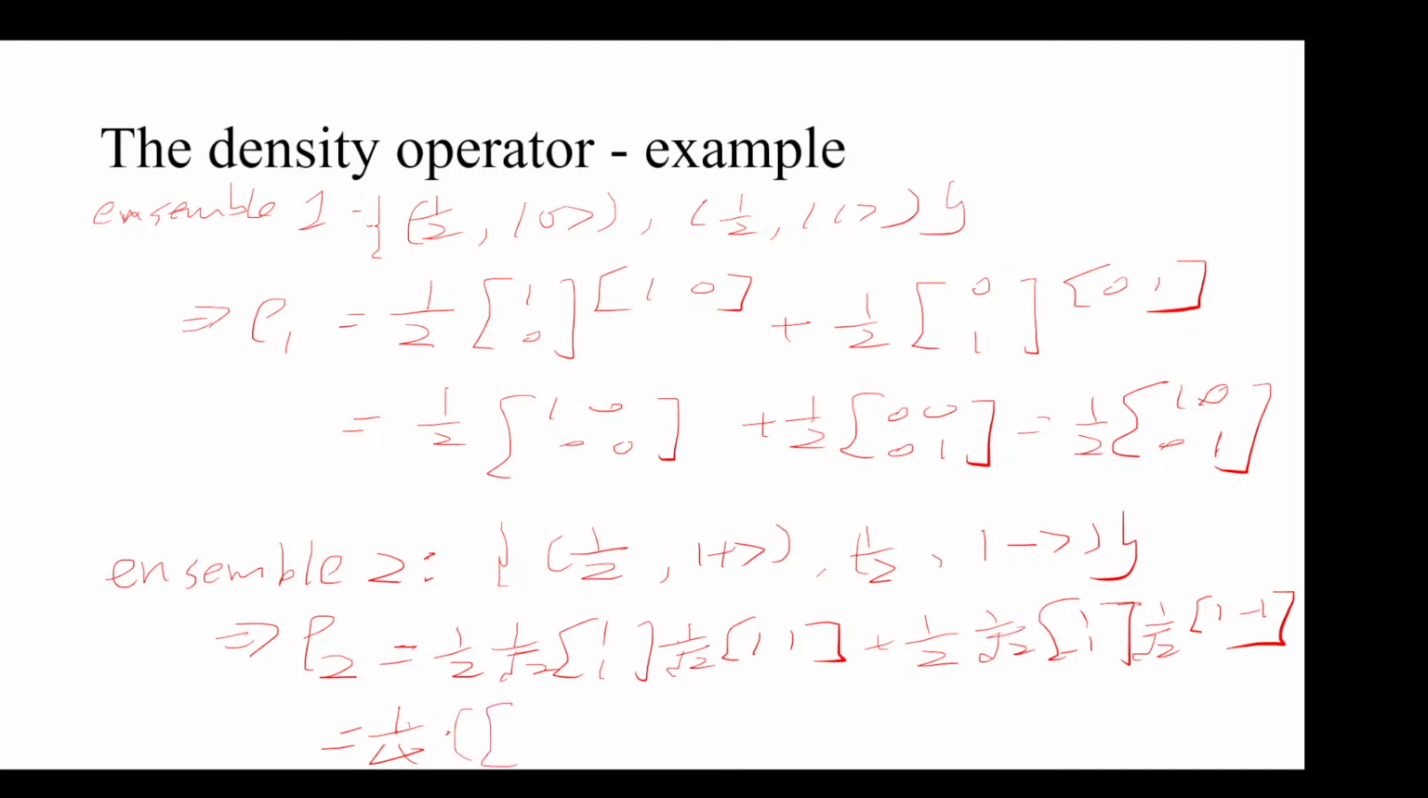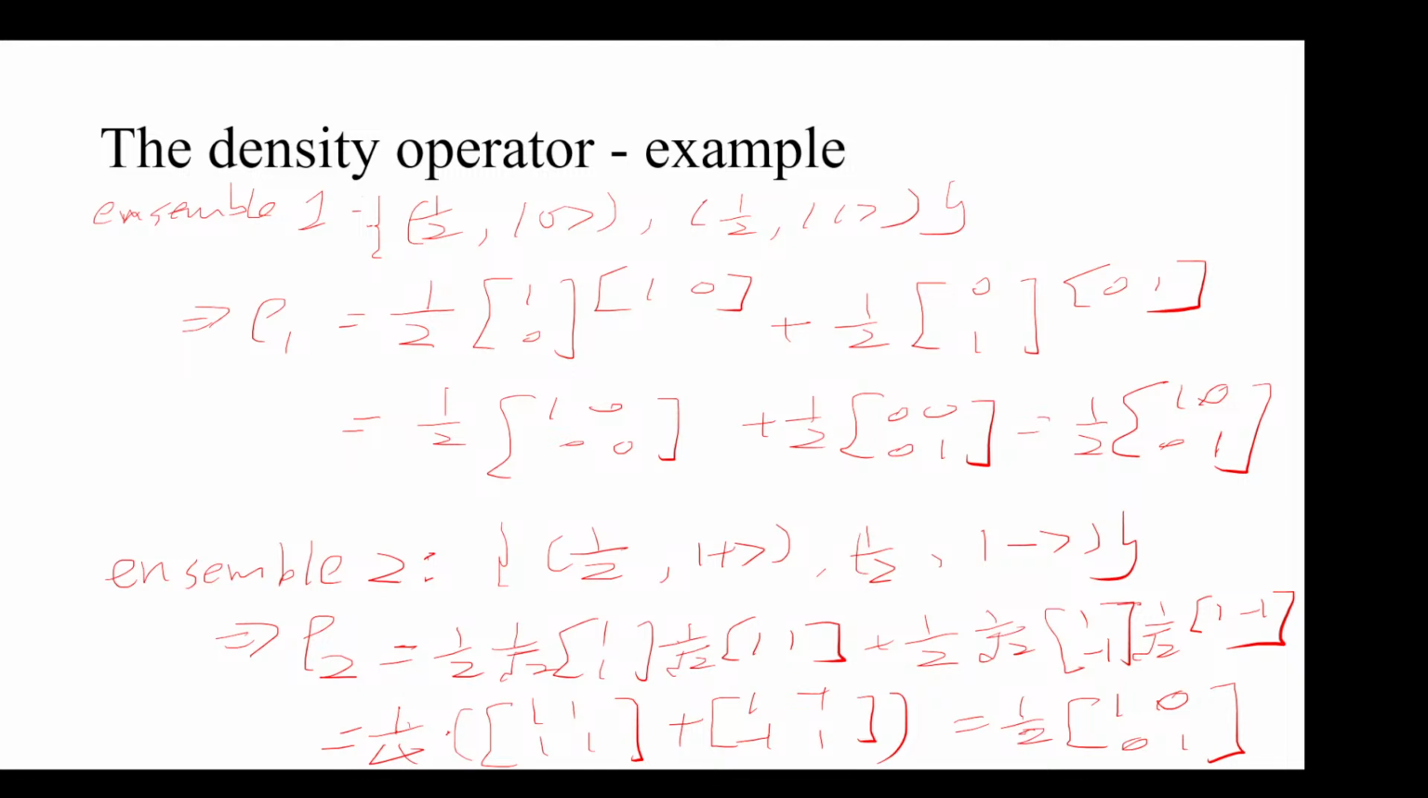So everything is 1/4, and the two matrices are: 1 1 1 1, plus, let's write this a little better, 1 minus 1 times 1 minus 1, which gives 1 minus 1 minus 1 1. You see that it is 1/4 times the matrix where the off-diagonal terms cancel and the diagonal terms are 2 and 2. So this once again is 1/2 times 1 0 0 1.